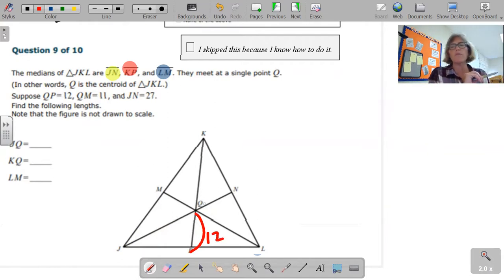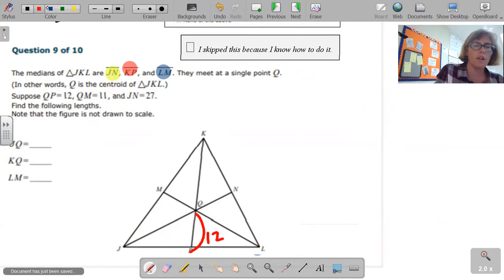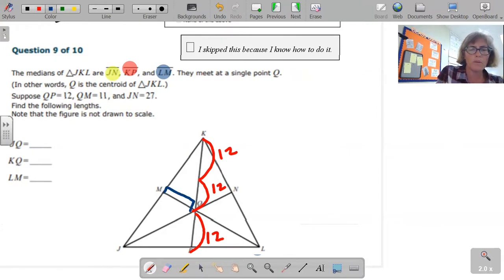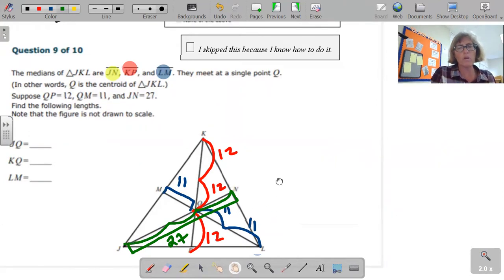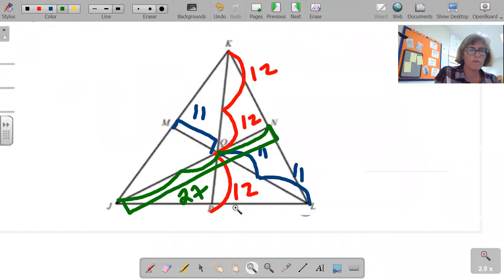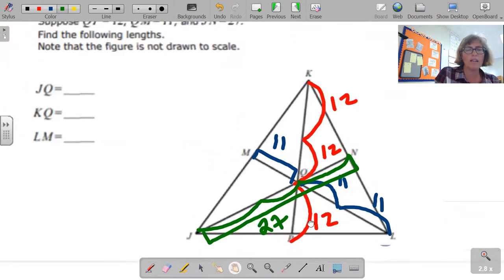Immediately, once you know a little piece of information, you should start figuring this out. Here is a 2-to-1 ratio, so that's 12. That's 2 bunny hops. That's 12. Q to M is 11, which means 2 bunny hops here. That's 11. That's 11. And J to N all the way is 27, and we have a 1 bunny hop, 2 bunny hop scenario there. So once you have everything scoped out and labeled, it's really easy to answer these questions.